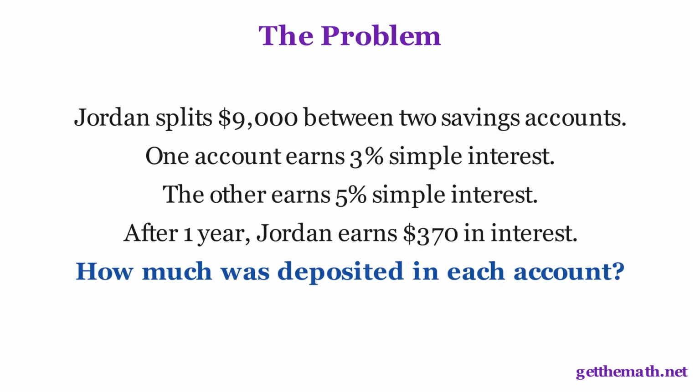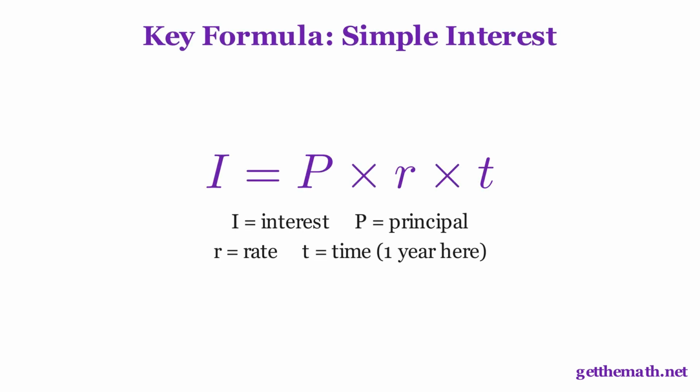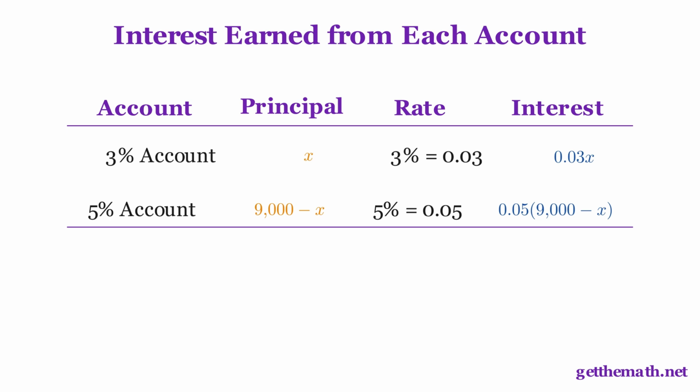Now let's think about the interest earned. Interest equals principal times rate times time. Since time is 1 year, interest simply equals principal times rate. Interest from the 3% account equals 0.03 times x. Interest from the 5% account equals 0.05 times the quantity 9,000 minus x. The total interest is $370.